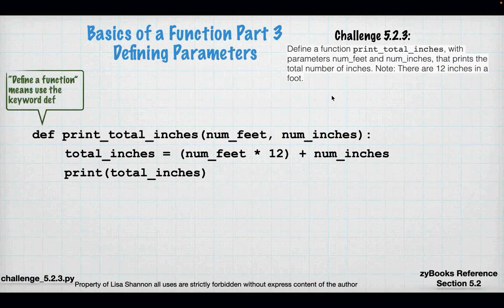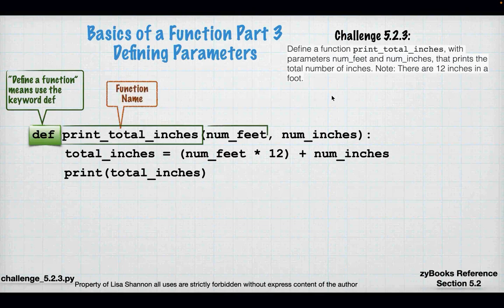So what do we have here? We have our def, which tells Python, define a function, or I'm about to define a function. The name is print total inches. I have an open parenthesis, and then I have num feet, comma, num inches. Those two are parameters. They are parameters because they are inside the open and closing parentheses for the function.